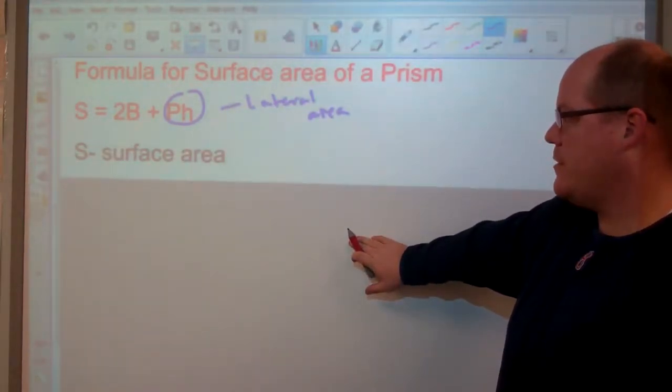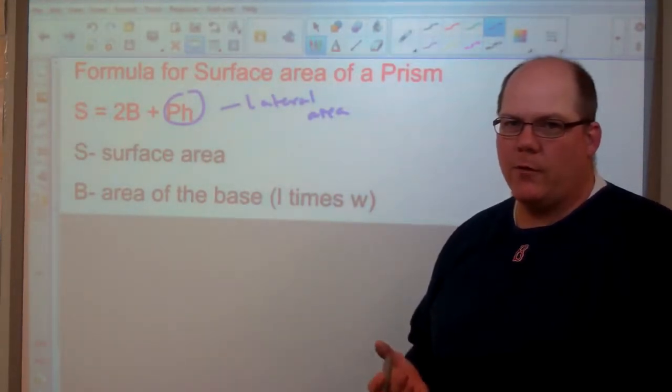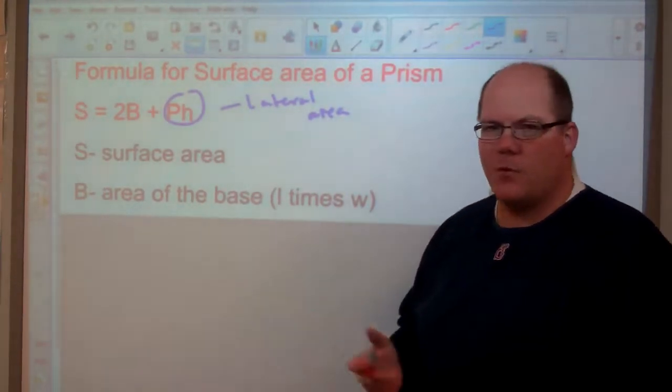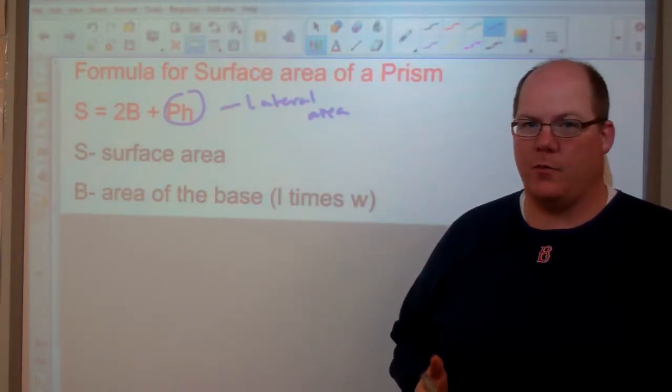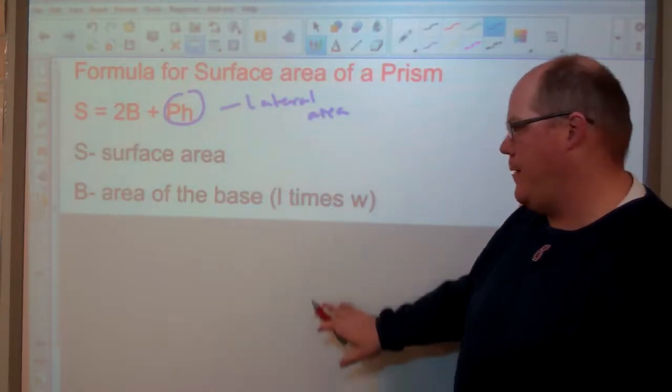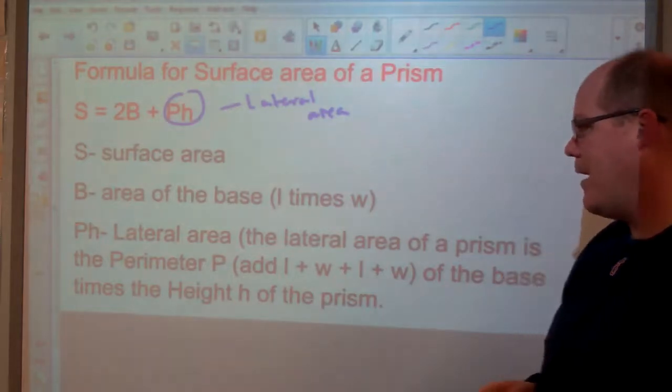The S stands for surface area. The B refers to the area of the base. So working with rectangles, we'll use length times width to find the area of the base. When we have triangular prisms, we'll use a different formula to find the area of the base. The Ph, again, refers to the lateral area.